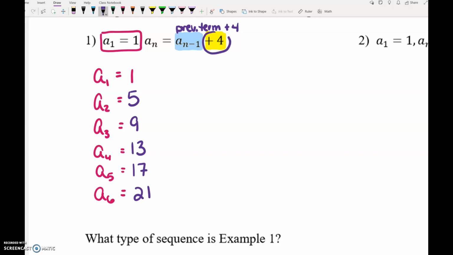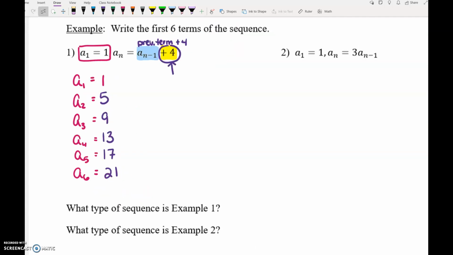So what you're really doing here is you're adding 4. The common difference is 4. You're adding 4. Just based off of what we did, what type of sequence is example 1? It is arithmetic.